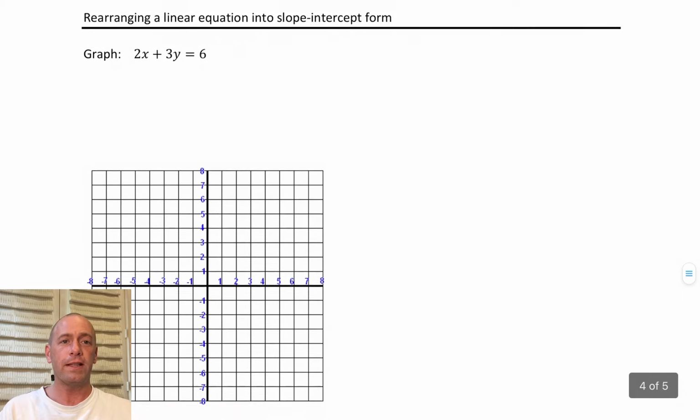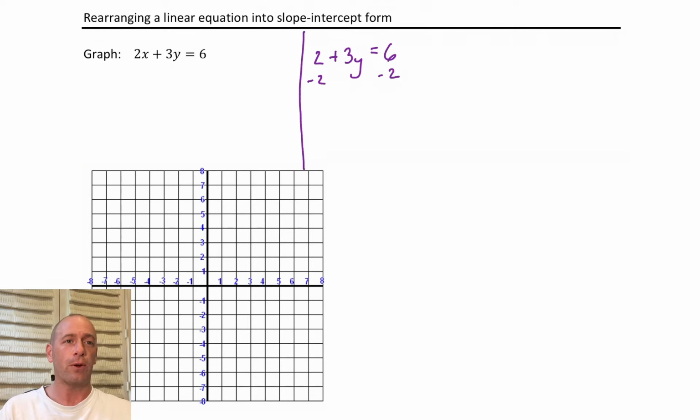So graphing these things, if you've got y equals mx plus b, is easy. But what if it's not in that form? I'm going to show you how to get there. So we're going to graph 2x plus 3y is 6. And to do that, I'm going to put a simpler equation beside it. Instead of 2x plus 3y is 6, what if we just had 2 plus 3y is 6?